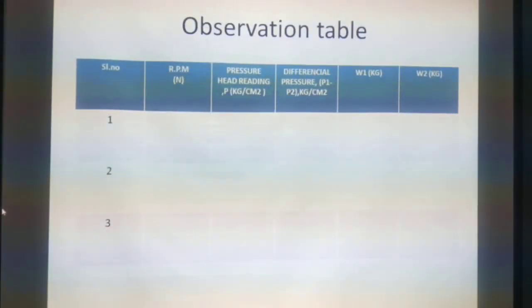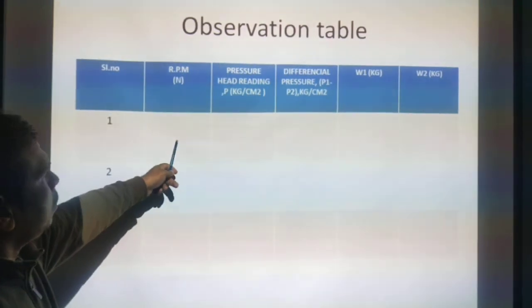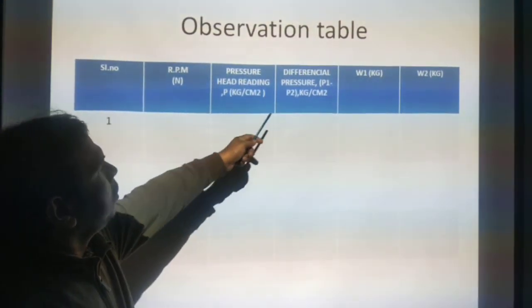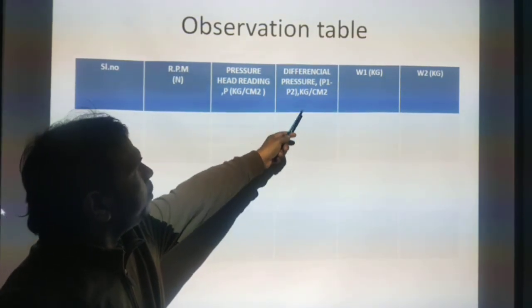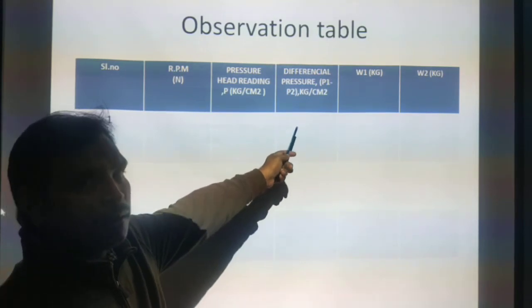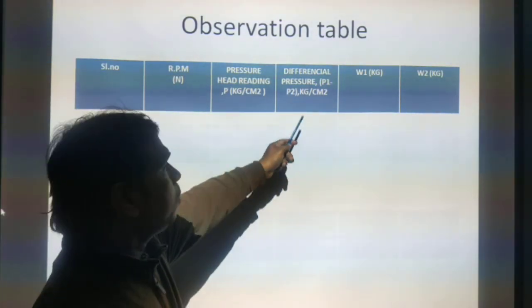And this is your observation table. For first reading, serial number 1, find out the RPM of the runner. Next, pressure head reading. Next, differential pressure P1 minus P2, that is from your orifice meter. Inlet of orifice and outlet of orifice. How much pressure are you getting?